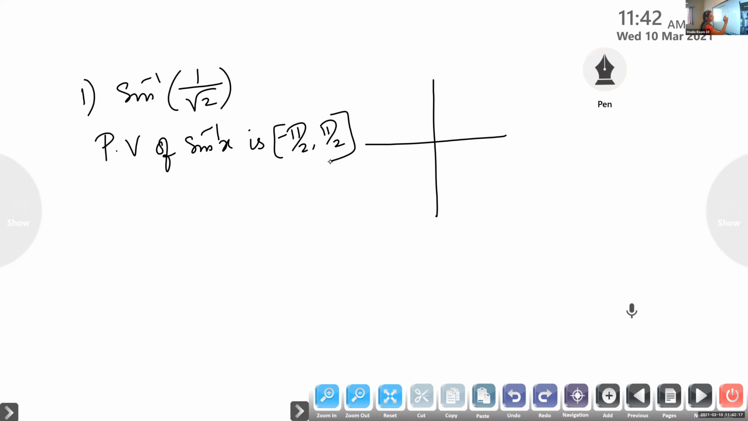Don't write for the time being, you listen. So minus pi by 2 to plus pi by 2. In your answer sheet also you can do it like this. I'm putting two ticks here. Which are the two quadrants here? Fourth quadrant and first quadrant. Now look at the value given here: sine inverse of 1 by root 2. Is it positive or negative? What is the value of sine, 1 by root 2? Is it positive?